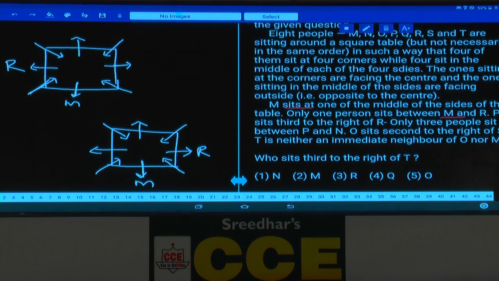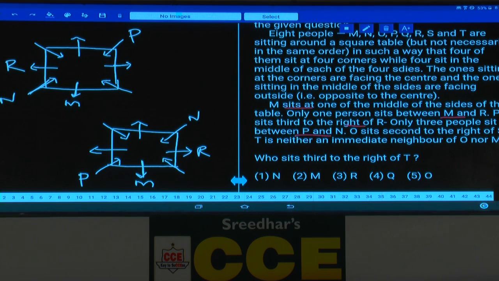Now in case 1, this person is facing away from the center. Right hand side means in the clockwise, that means P will be here. Now P sits third to the right of R, and in the second case R is facing away from the center. Now P sits third to the right of R, P will be here. P sits third to the right of R, and only 3 persons sit between P and N. Now, among these 8 persons, 3 persons in between is nothing but they are opposite to each other. Now, P and N are opposite to each other. Now, here it is P, N will be here.